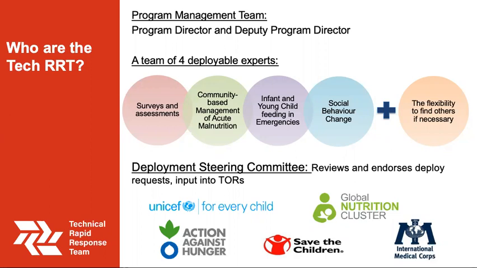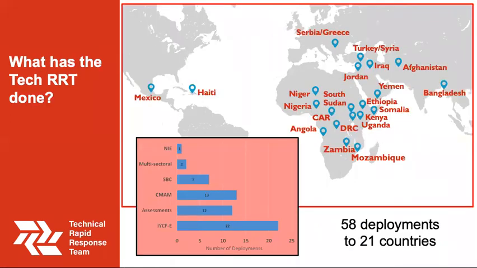Okay, moving swiftly on. Just a quick overview. The TechRRT has existed since 2015. On this slide here, you can see the 21 countries and the thematic areas of the 58 deployments that we have done. This is up to date, including the aforementioned Zambia and Angola deployments. And we hope and expect to be delivering many more deployments in 2020 and beyond.